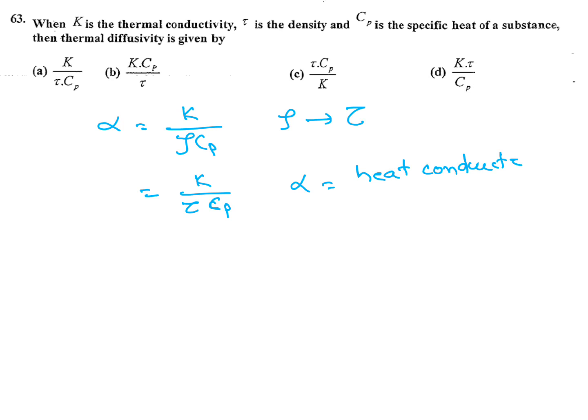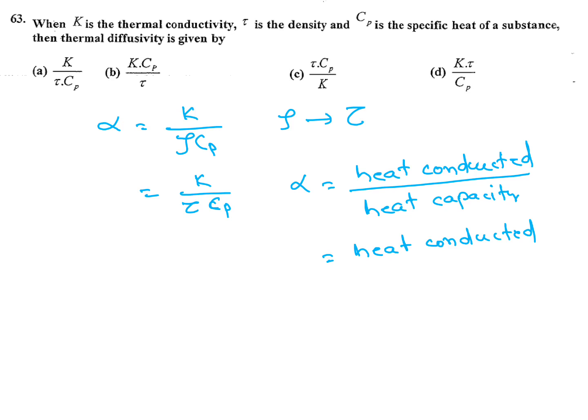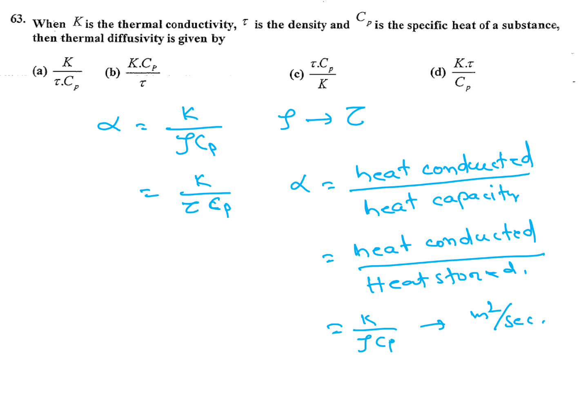It is the ratio of heat conducted and heat capacity, or heat conducted by heat stored. It's K by rho Cp. Its unit is meter square per second.